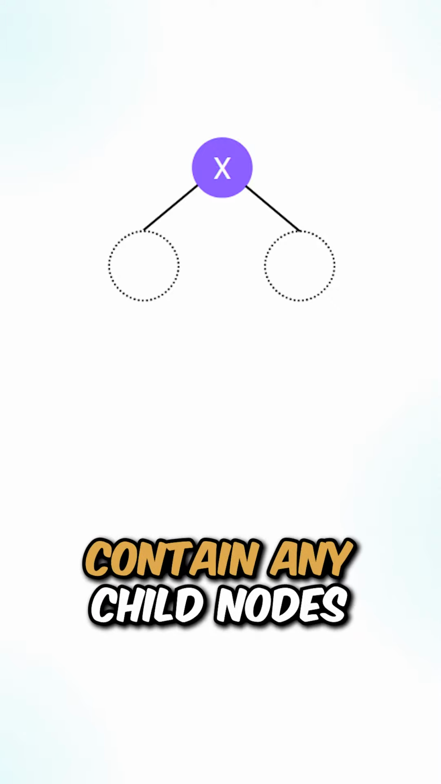Let's first go over the definition of a leaf node. A leaf node is a node that does not contain any child nodes.